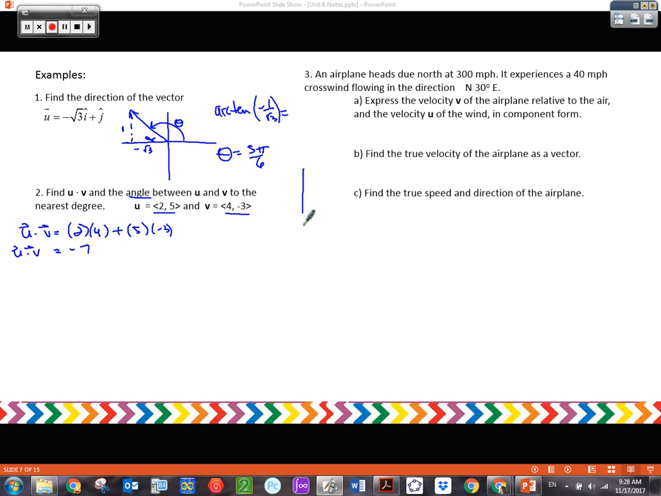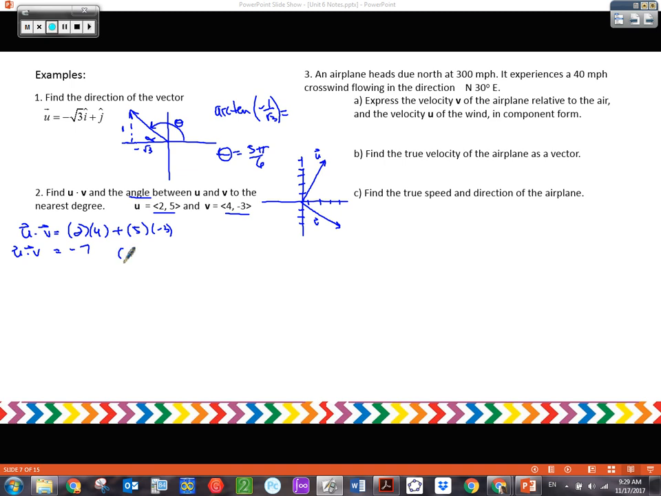If I were to draw them, I'd have one vector right here, the 2, 5, that was vector u, and then the other vector would be here, right? That's vector v. See, they're tail to tail. That's what we want to be able to use this formula, for them to be like that, tail to tail. So they are like that, so let's use the formula.